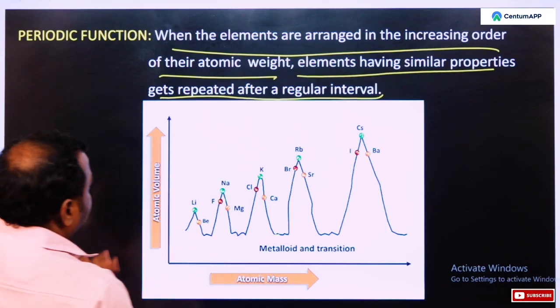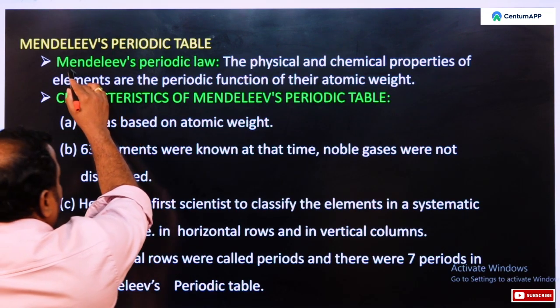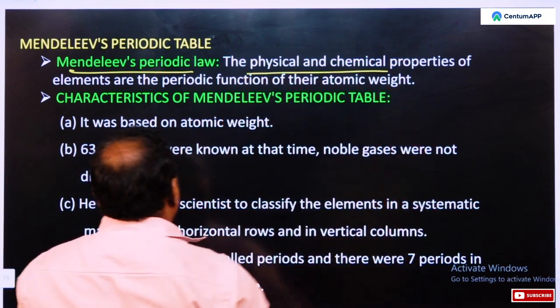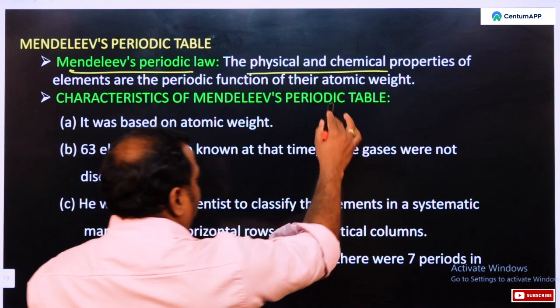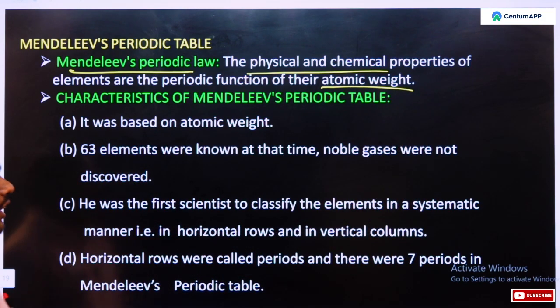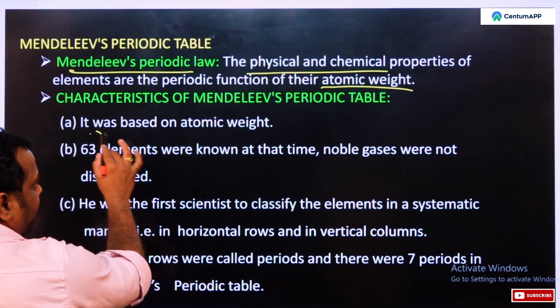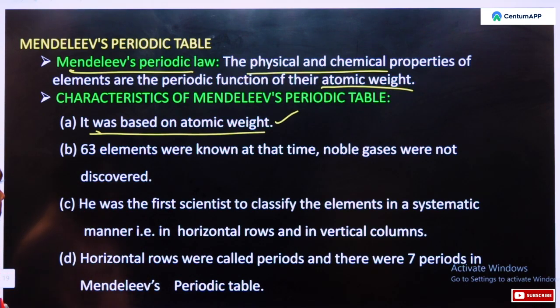Next one, the Mendeleev periodic table. This is very, very important. The physical and chemical properties of the elements are the periodic functions of their atomic weight. That is called the Mendeleev periodic law. Characteristics of the Mendeleev periodic table: it was based on atomic weight or atomic mass.